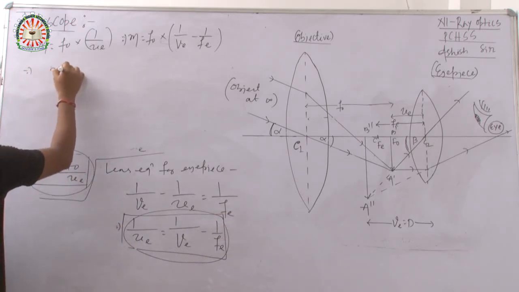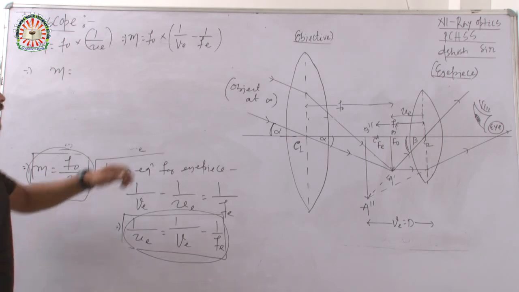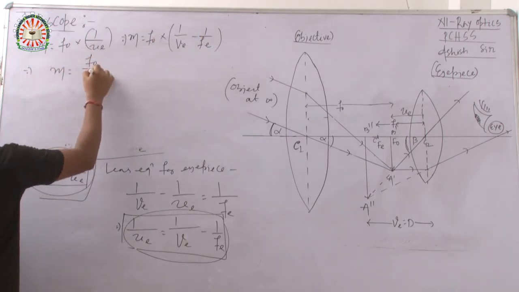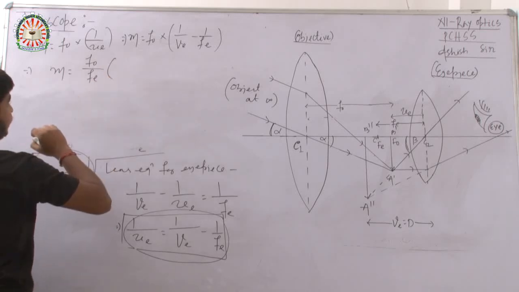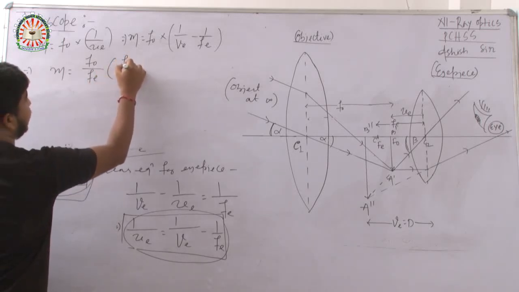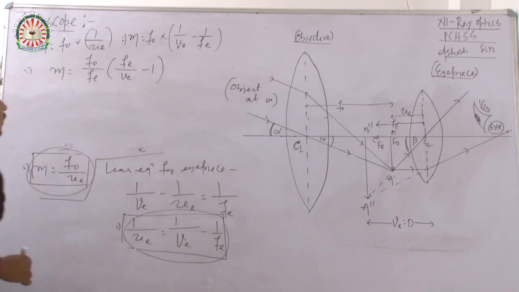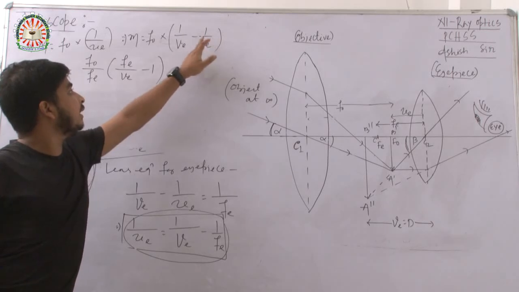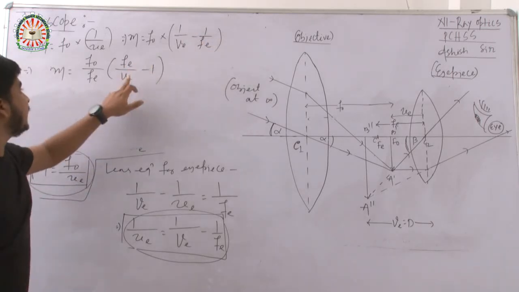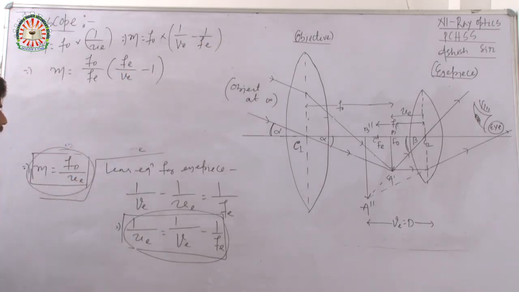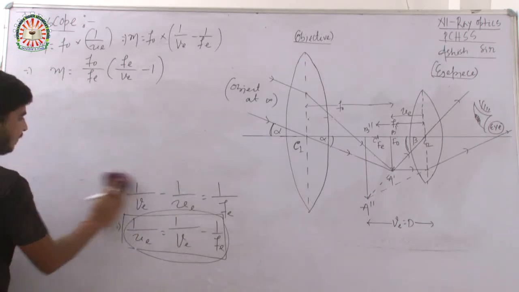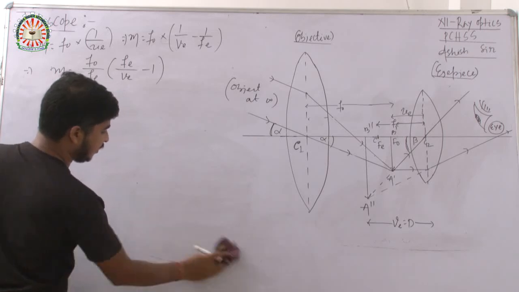So here it gives m equals, if I take 1 by fe common, fo upon fe whole into fe by ve minus 1. Take 1 by fe as common, it will be minus 1 and fe will be multiplied here. So fe by ve minus 1. Now use the sign convention.